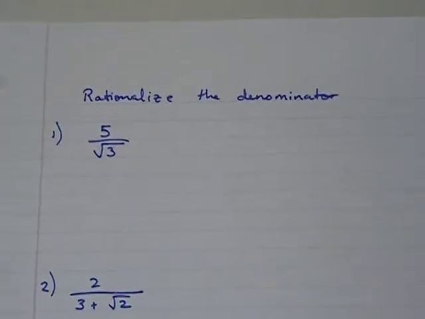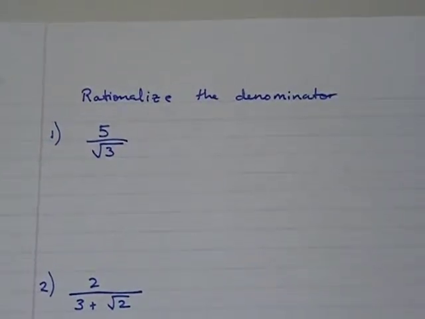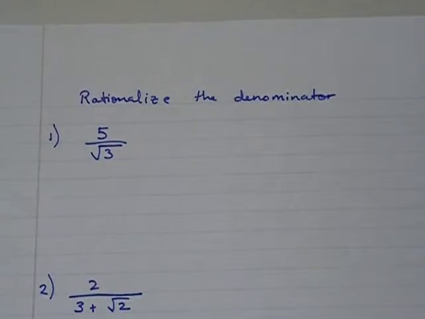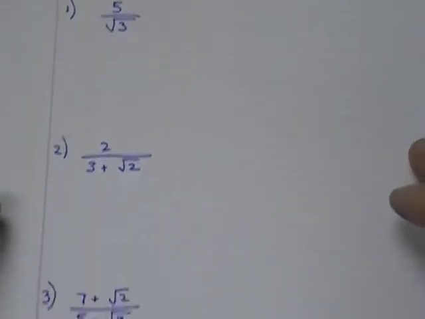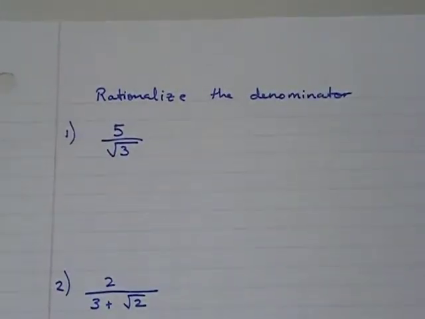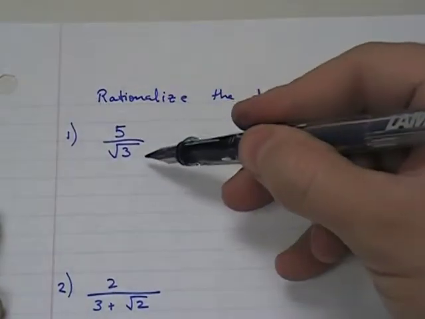We've been asked to rationalize the denominator on some different expressions, and so we're going to do these. There's 3 of them total. We're going to start with the top one and work our way down. The first one's very simple. Rationalize the denominator, 5 over square root of 3.